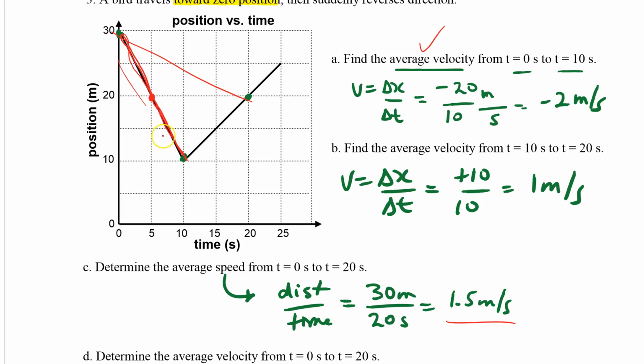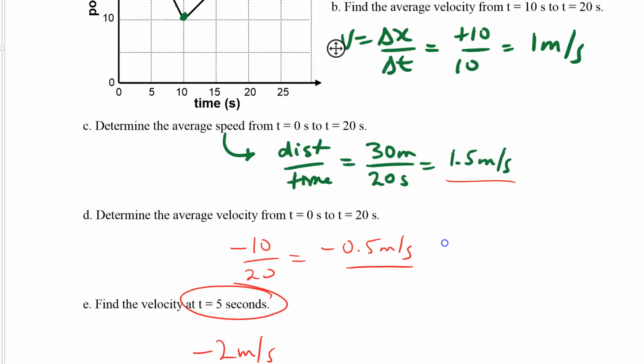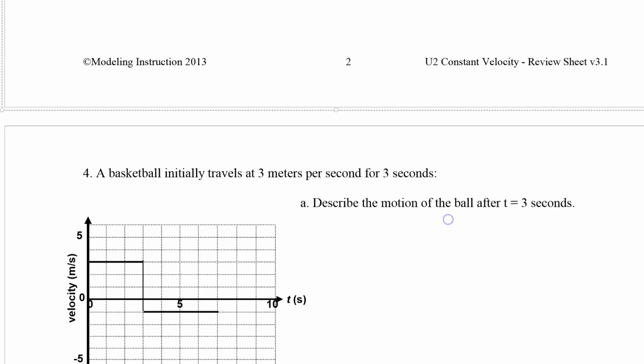How fast is it moving here? -2, -2, -2, -2, -2. Here it suddenly changes, right? But that entire period of time, it's going -2 meters per second. You could pick any 2 points along that line and find the slope, and you get -2.